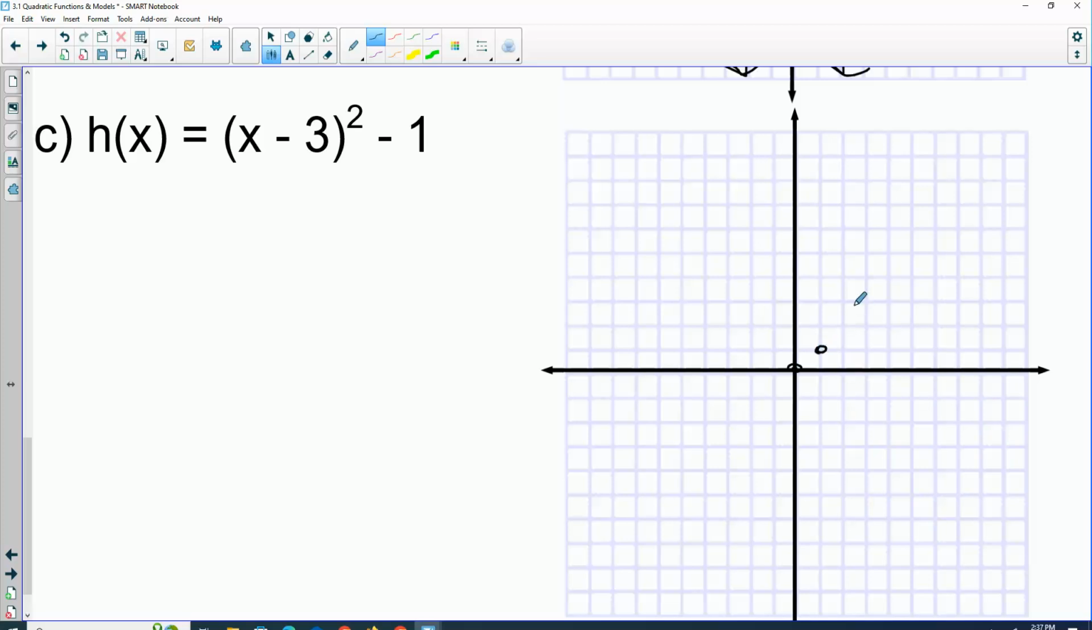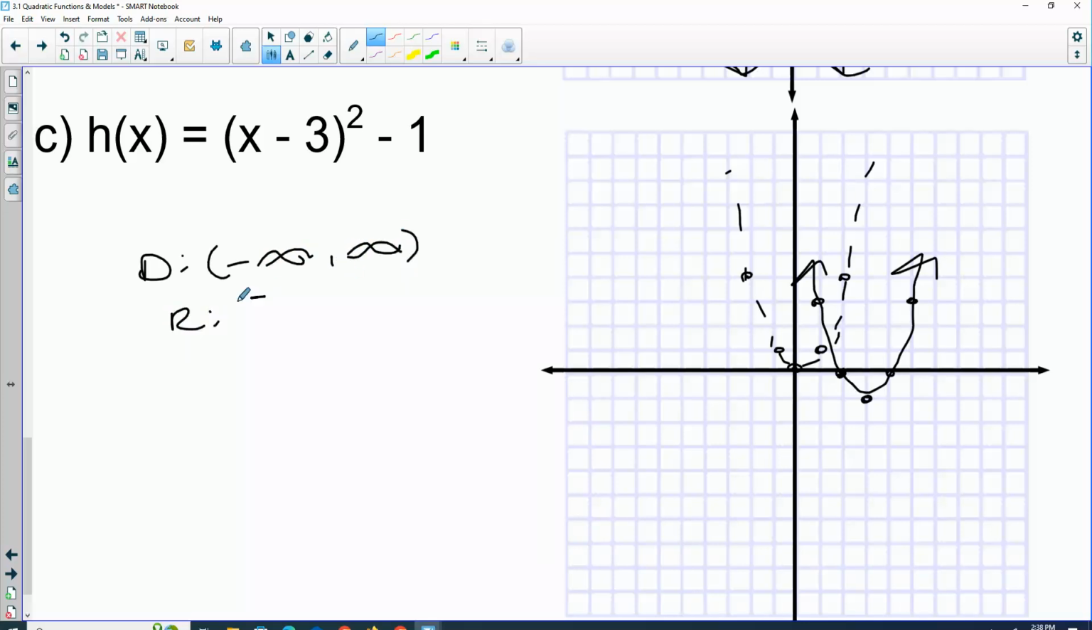What's my transformation this time? Down 1 and right 3. So take each point, right and down. And then we get our graph. Domain. Range. Good. Can we handle it if I ask you to do transformations? That's kind of review. We were doing that on our test yesterday.